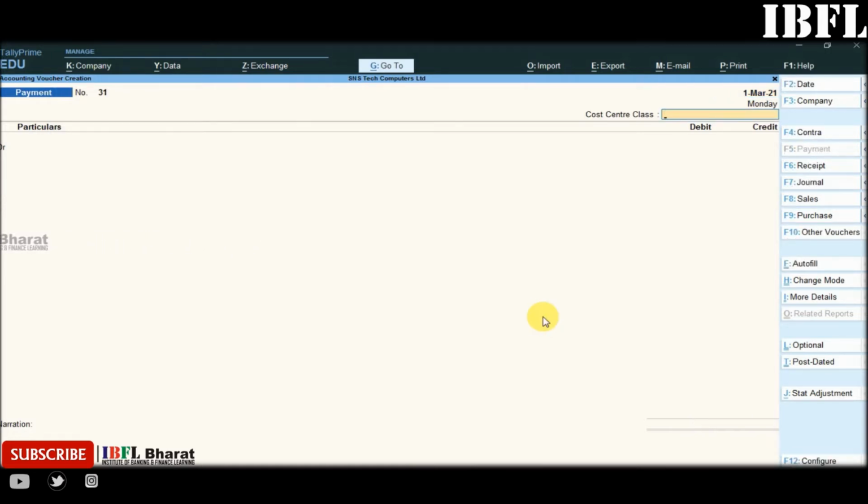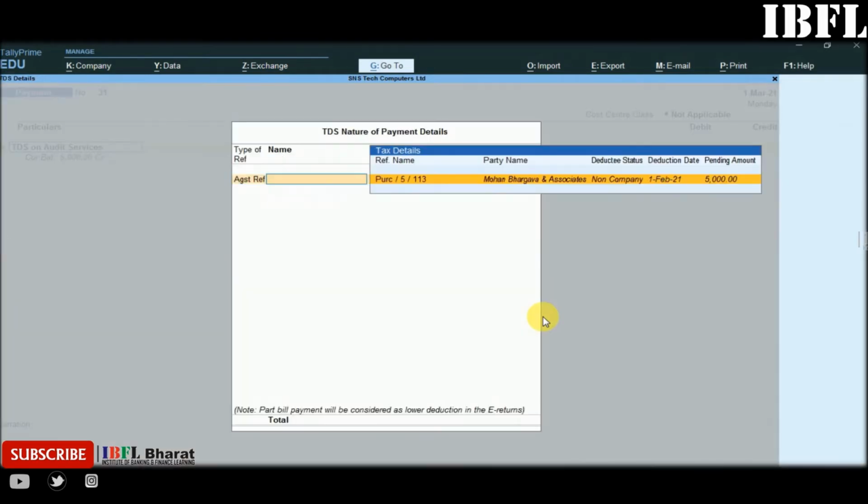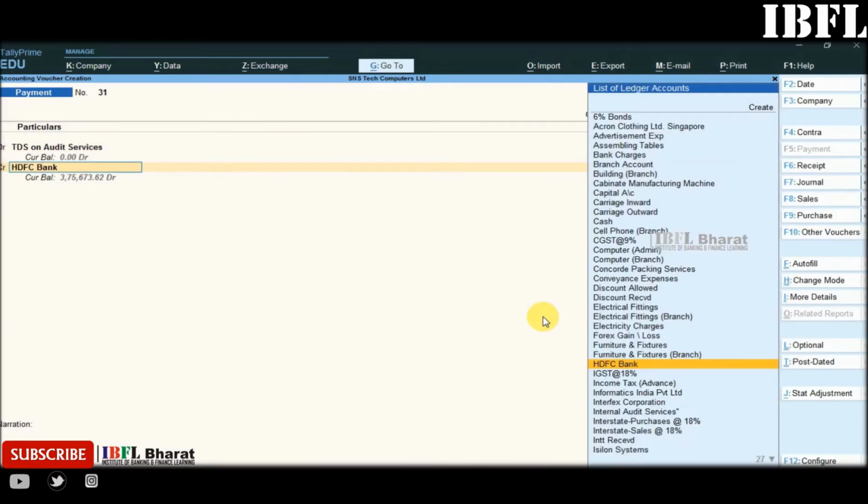Next transaction is from the previous part, in the transactions of Feb month, there was Mohan Bhargav and Associates. We had made the payment to them and we had deducted the TDS. Now the next transaction is paying the TDS deducted on Mohan Bhargav and Associates. The amount of TDS we had deducted is 5,000 rupees, and we are making the payment through cheque.